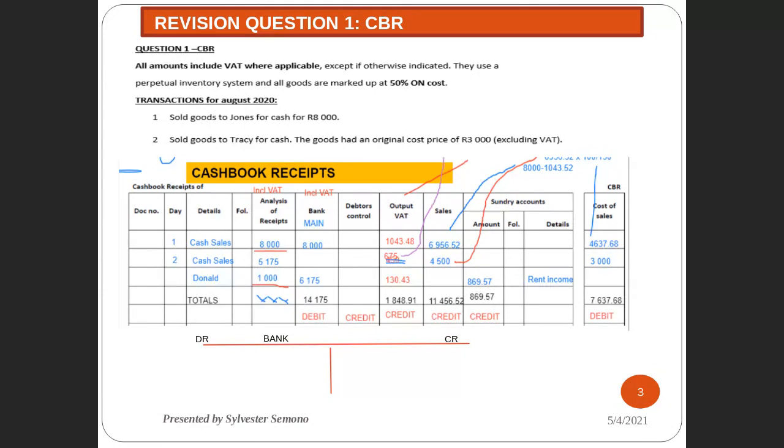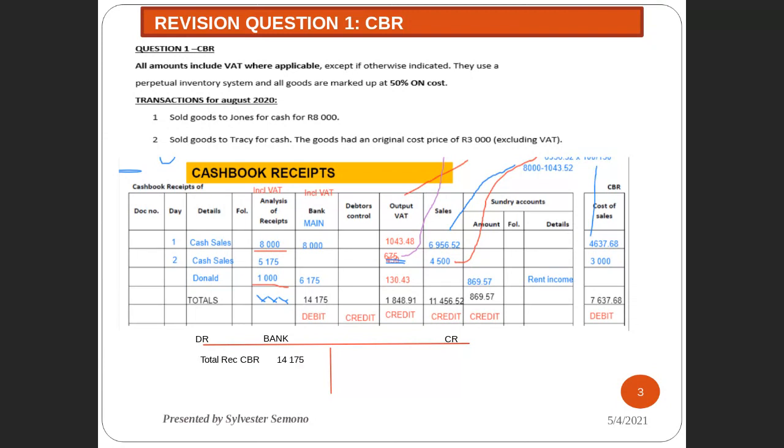But remember, I cannot just record. I need to have more information. So I'm going to say, okay, this is the total receipts. You're right, I'm going to explain that. I'm just going to abbreviate, and this comes from the CBR, and the amount is 1,4.